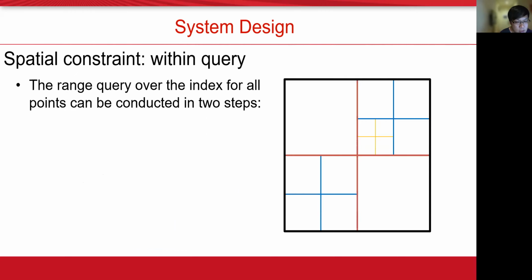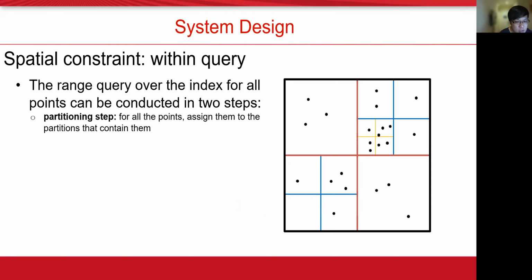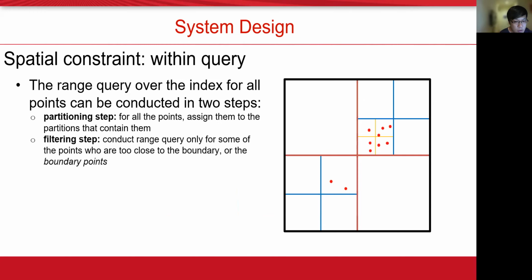For better efficiency, the range query over the index on GPU for all points can be conducted in two steps. In the partitioning step, for all the points, we assign them to the partitions that contain them. And in the filtering step, we conduct a range query only for some of the points who are too close to the boundary, the boundary points.